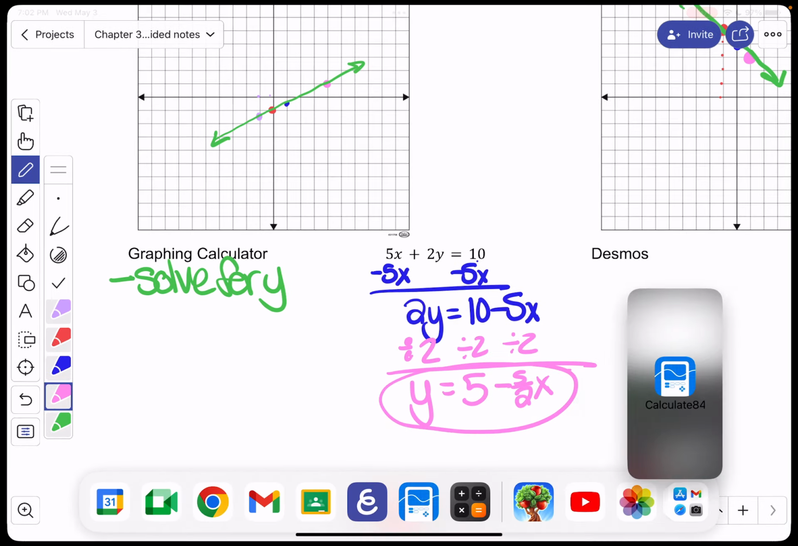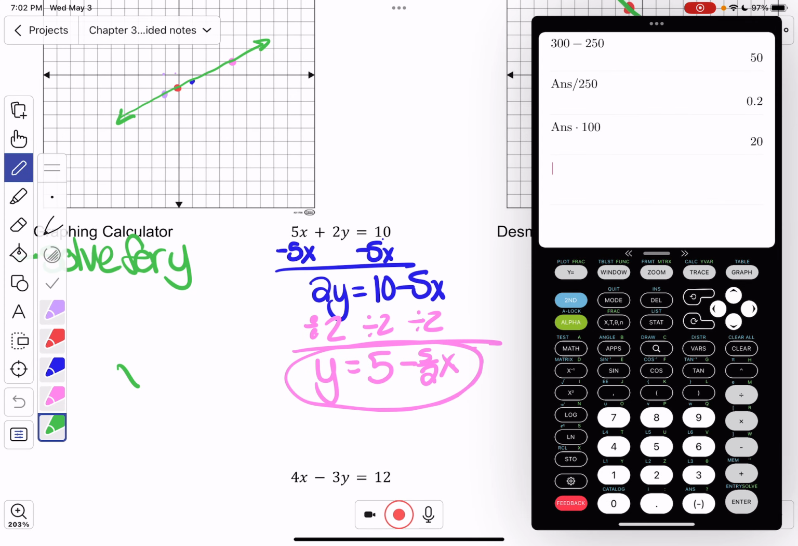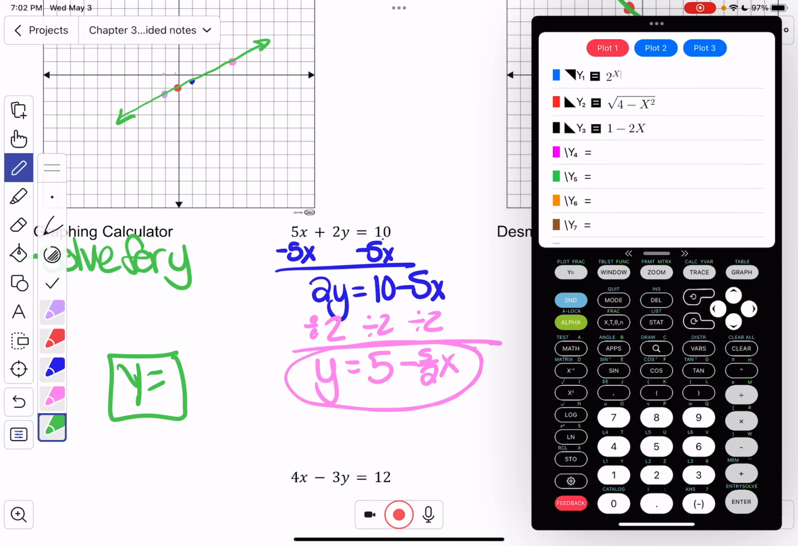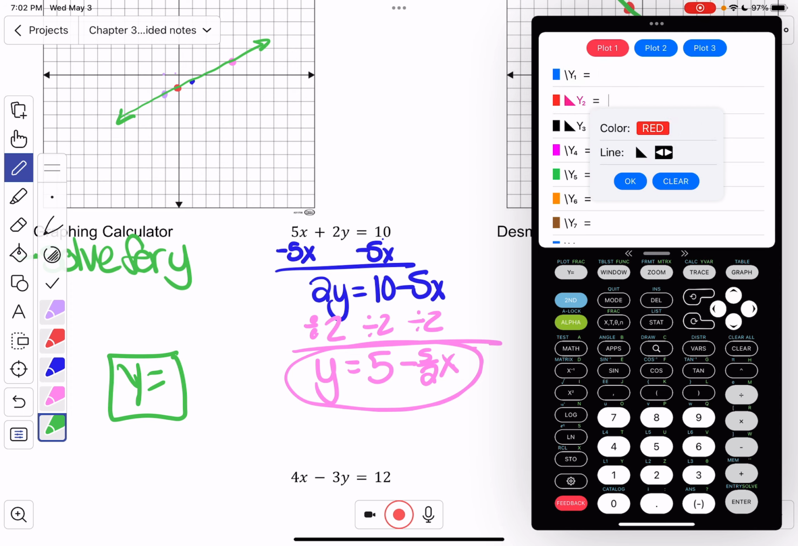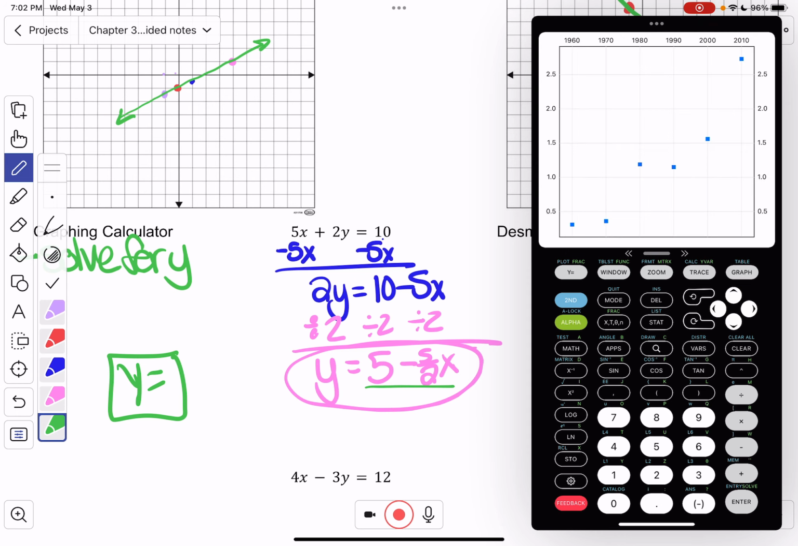So I take my graphing calculator. I hit the y equals button, which is that top left. If I have things in there, I can just hit clear to get rid of them. I'm also going to change something really quick, but you shouldn't have to do this. Okay, so I'm just going to type 5 minus, in parentheses, 5 over 2, x. X is right next to the green alpha button. Now I have the equation in there. If I hit graph, we still see those points because we had zoomed before.